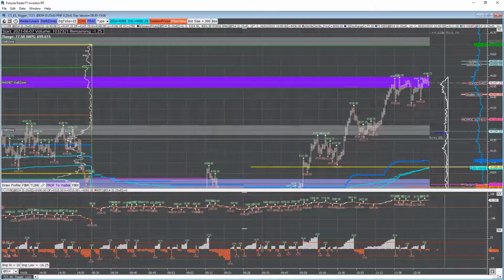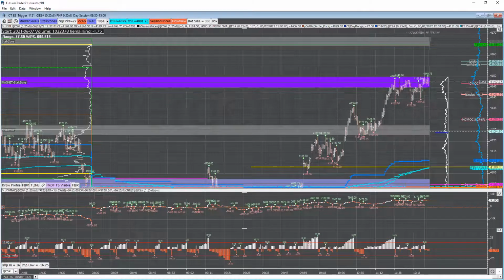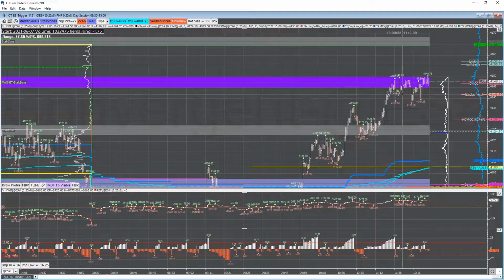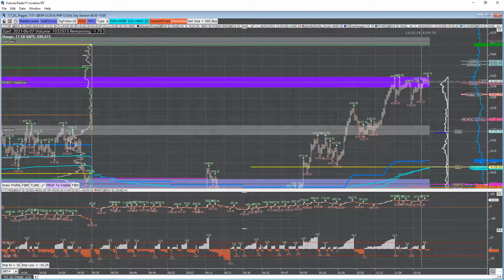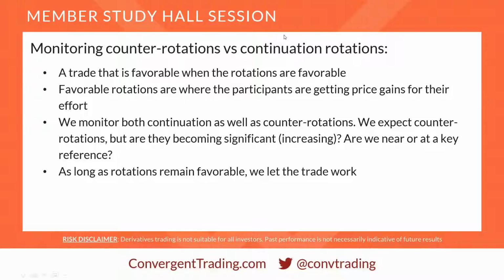I expect it to hold down. And as it doesn't, and it continues to push against it, this is an indication that I need to hold on to my runner. So in this case, if I was long and I had a runner on, there is nothing for me to do here. Nothing. Because the counter rotations are really not getting any advancement.